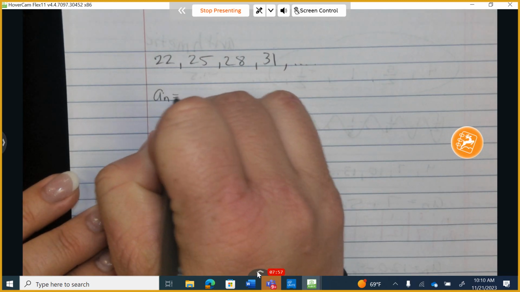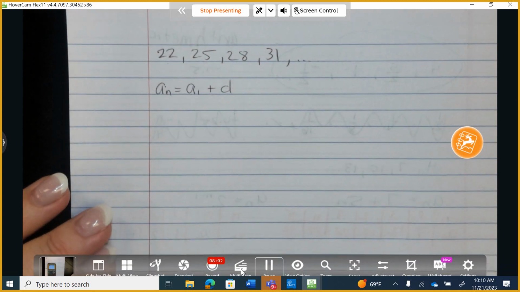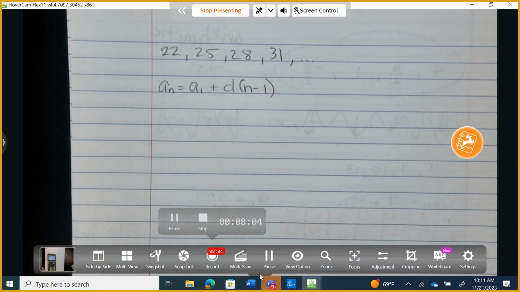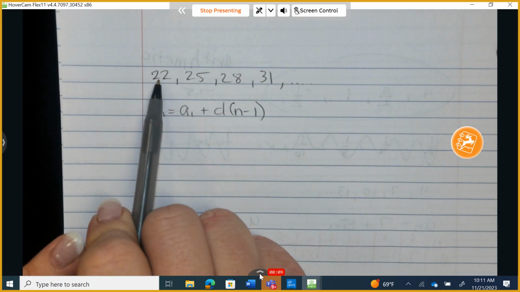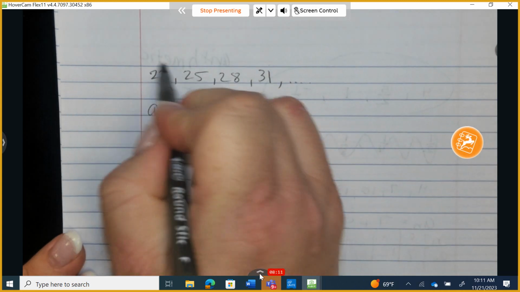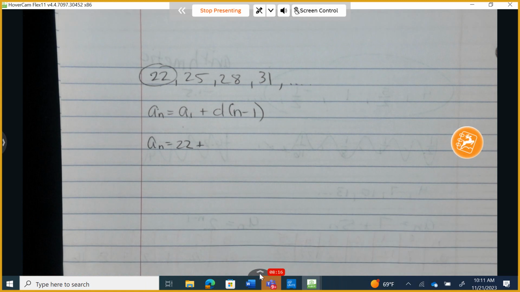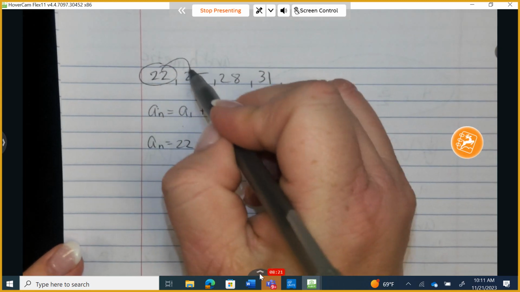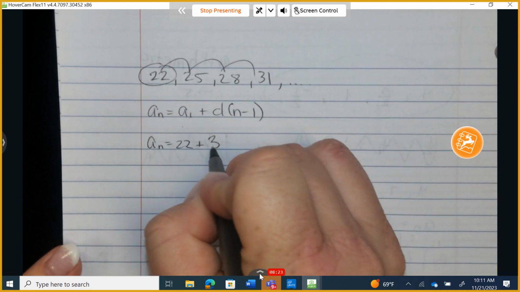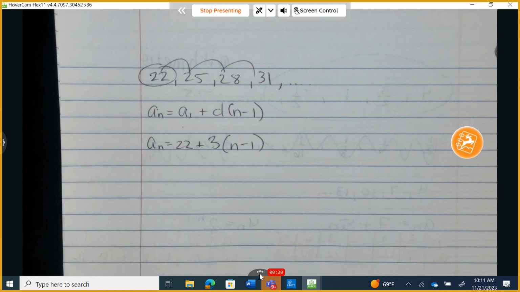So a sub n equals the initial one plus d. Okay, so this is our arithmetic formula. And so the first thing they're telling us is we need to identify the first term. So the first term is 22. I'm going to replace a sub 1 with 22. And now the common difference is, how do I get from one number consistently to the next? This is pretty easy. I can see that I'm just going to add 3 consistently. So positive 3 because it's going up. So this is my formula, but it never asks for a formula. It just simply says, what's the 28th term?